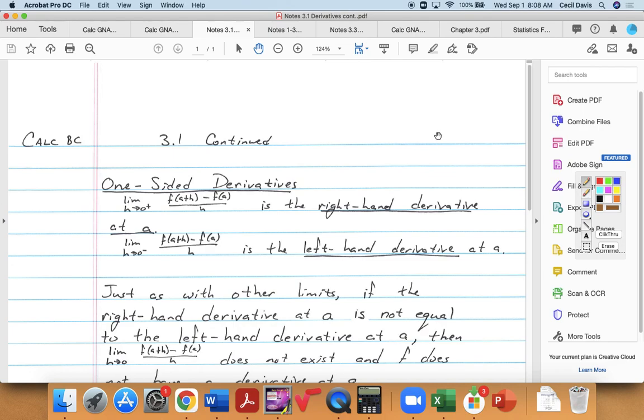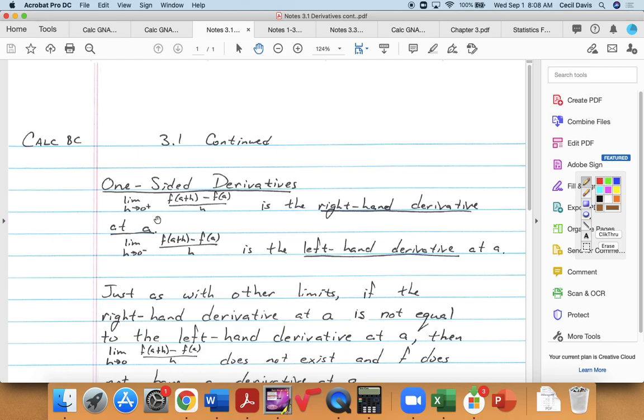All right. So today we're going to look at one-sided limits of derivatives. We've already talked about this indirectly, and you actually had a homework problem where we talked about it more directly yesterday. But here's the deal.